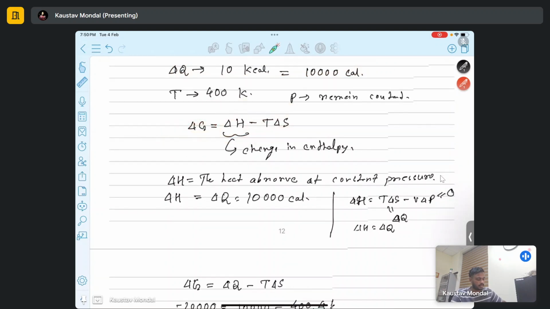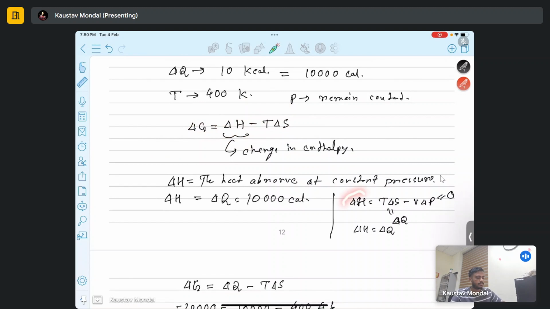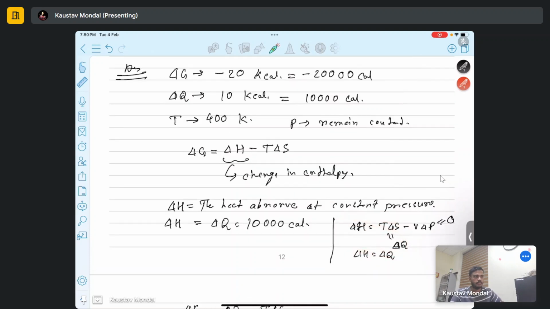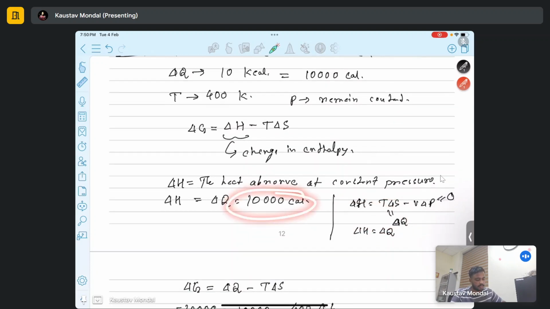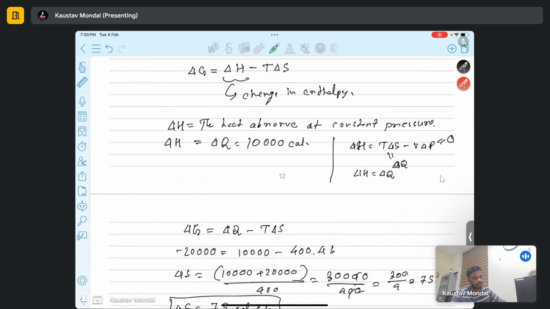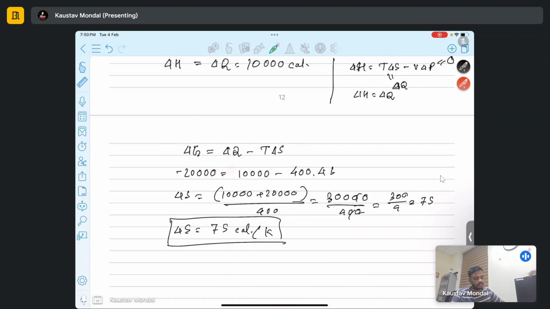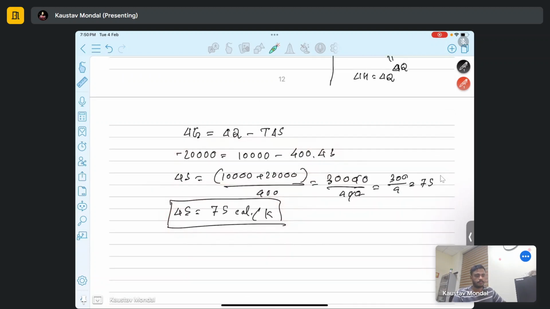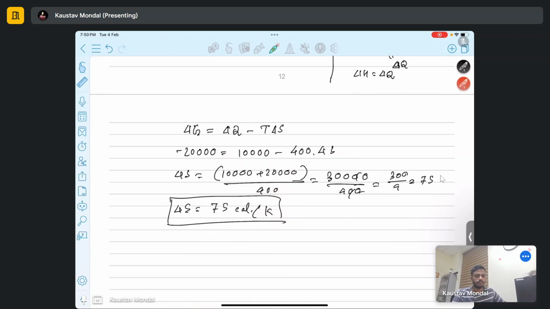Now, the important thing to note here: delta H you have already discussed, right? Delta H is equal to T delta S plus V delta P. As pressure is constant, delta P will be equal to 0, so delta H will be simply equal to delta Q. Delta Q is the heat absorbed by the system, and that is 10,000 calorie. So you rewrite the equation: delta G equals delta Q minus T delta S. Then we substitute everything and get delta S as 75 calorie per Kelvin. This is how you need to solve these problems. So this problem is also finished.